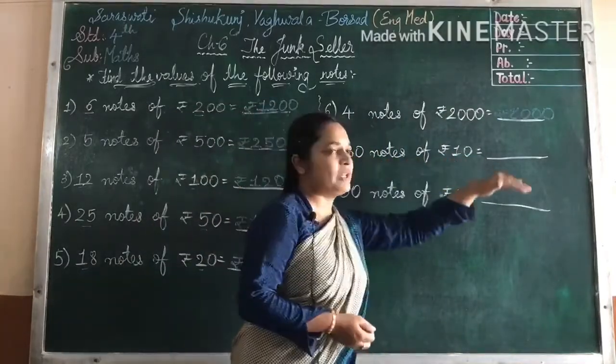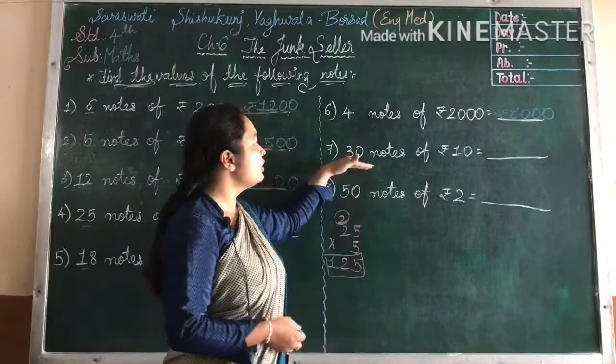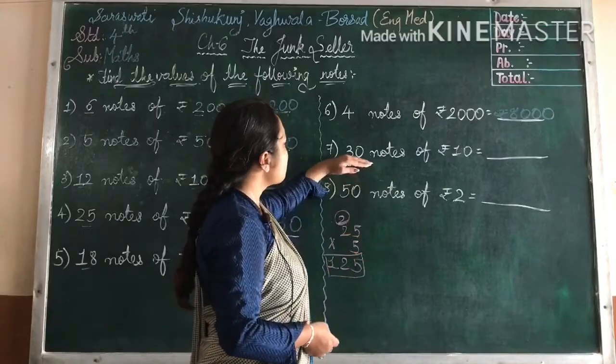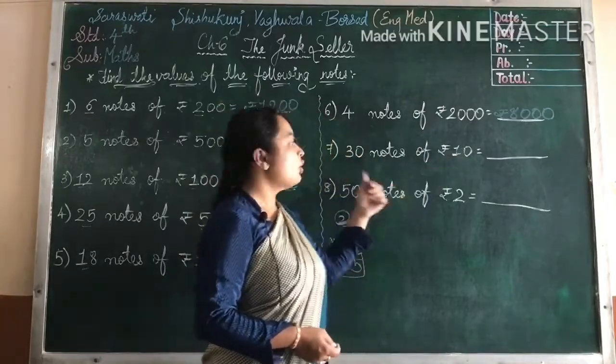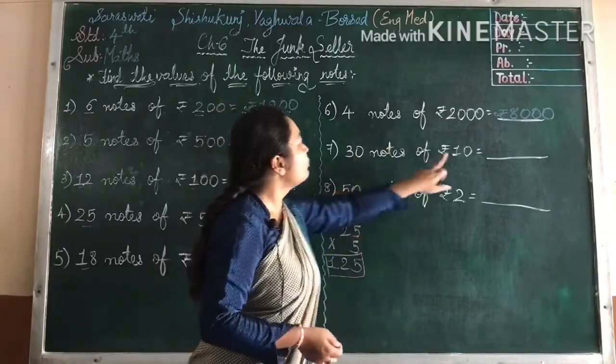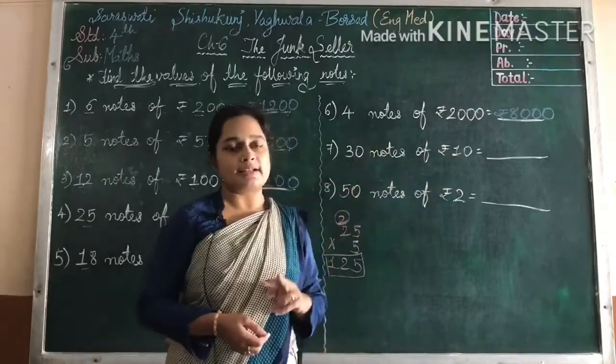The seventh question is 30 notes of rupees 10. We need to multiply this 30 with 1, or you can multiply 3 with 1 also, no problem. Then you have to add both the zeros of the question, from both sides.